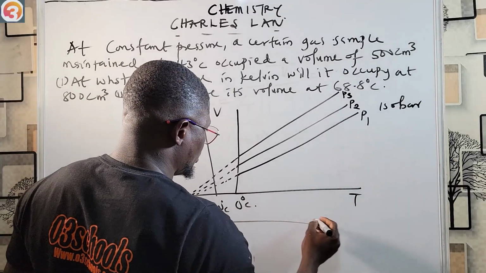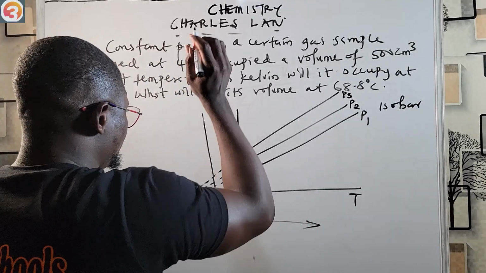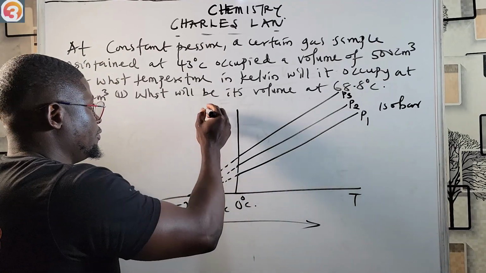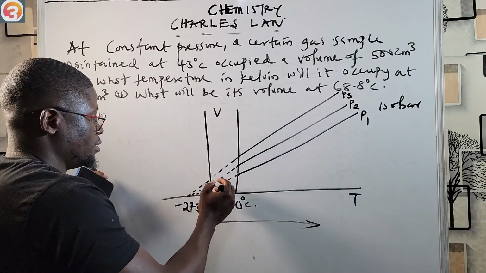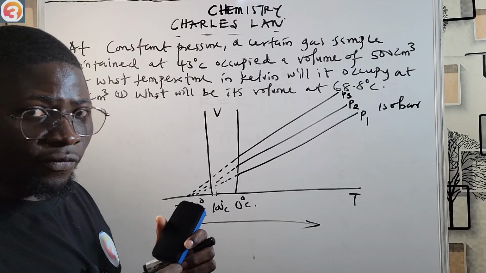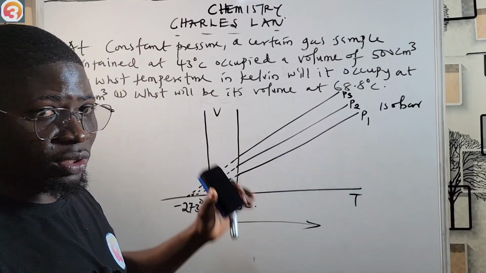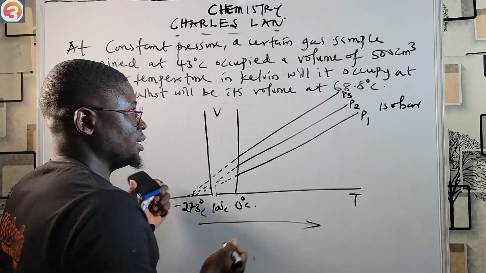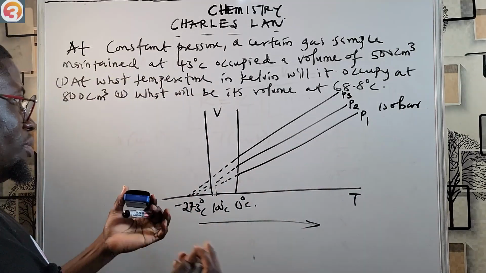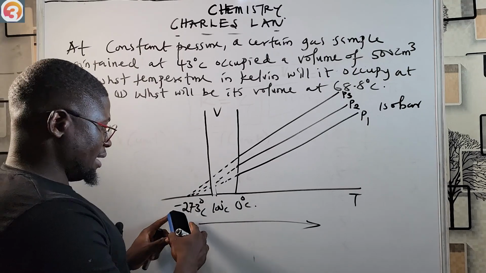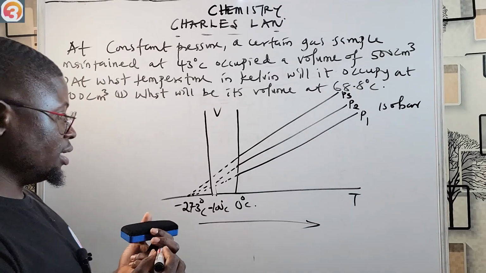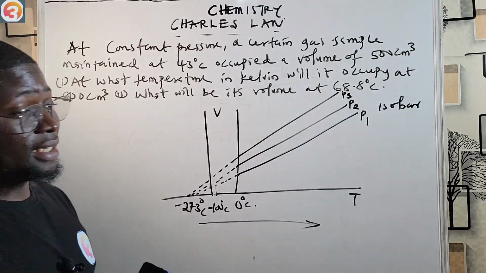You can see the temperature going in this direction, and the volume going up. So this is a straight line isobaric graph showing the variation of volume with temperature at constant pressure. I think that is basically all you should know about it. Just know that it crosses at minus 273 degrees Celsius. Simple as ABC, easy peasy.